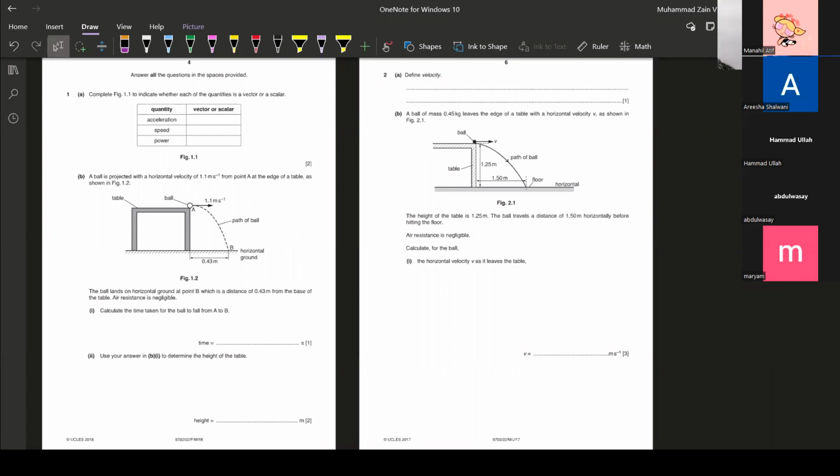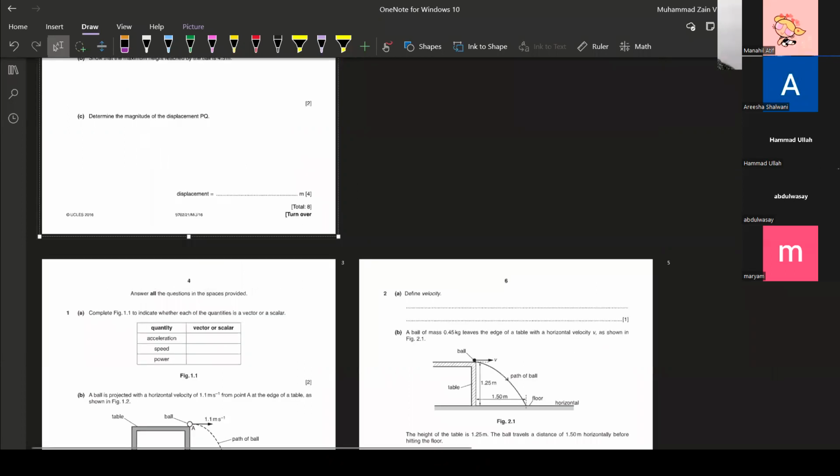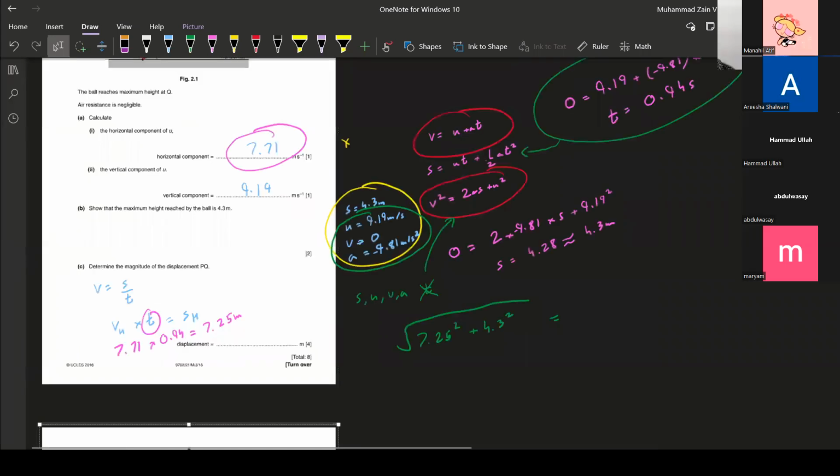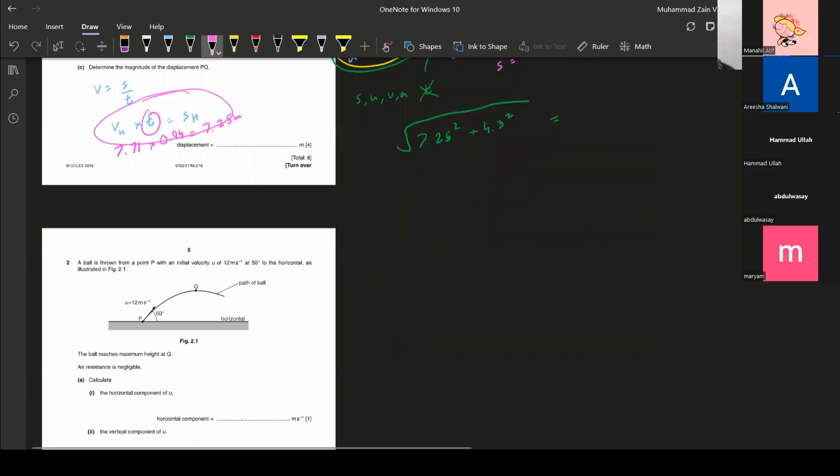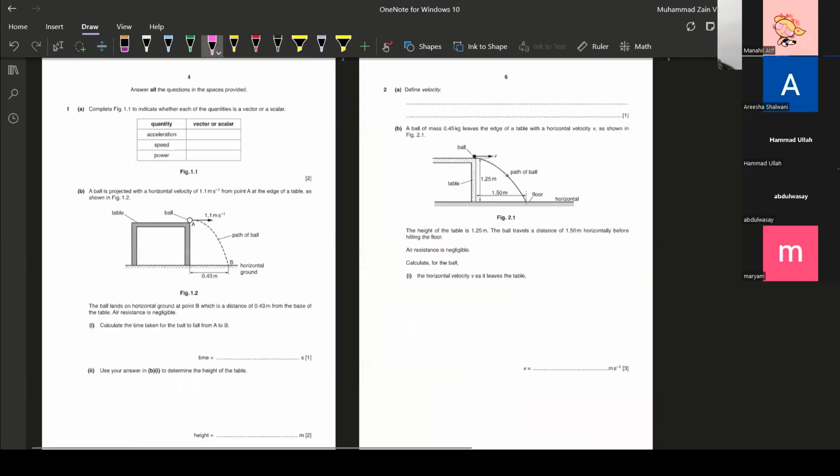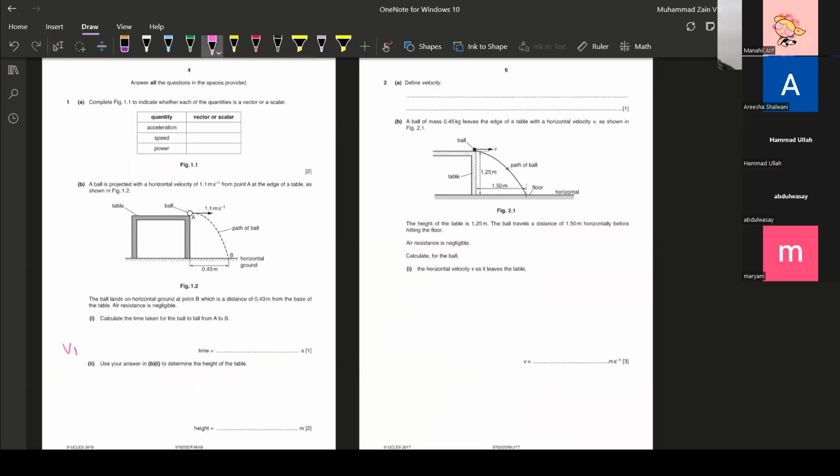So obviously the formula which I wrote above, remember this. I'll use this formula once again. The formula is VH times T equals displacement in the horizontal direction. And obviously we don't have any resistive force nor any deceleration in the horizontal direction, so the horizontal component of velocity always remains the same. So VH times T equals SH.